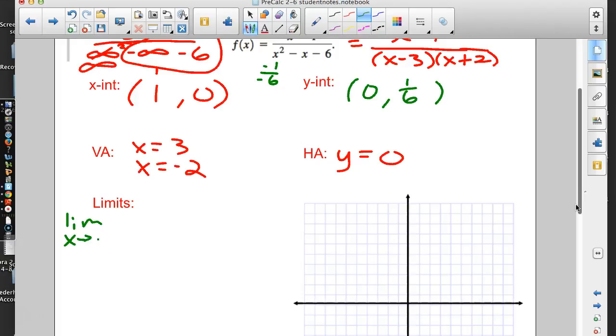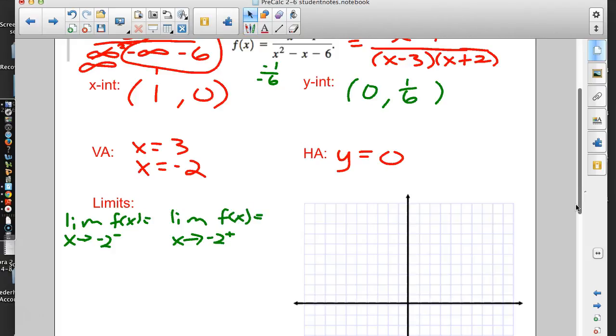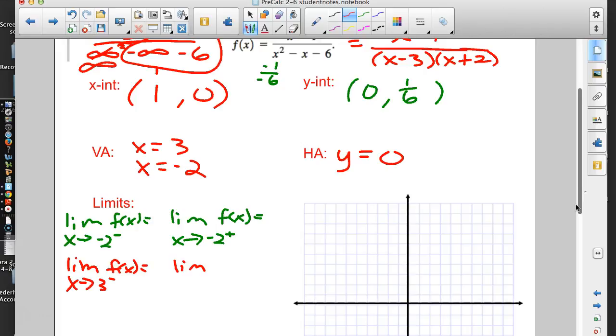The limit as x approaches -2 from the left, and the limit as x approaches -2 from the right. And then the other one was a 3, so the limit as x approaches 3 from the left, and the limit as x approaches 3 from the right.